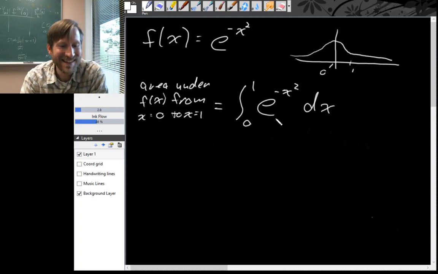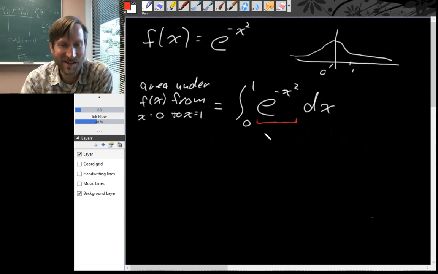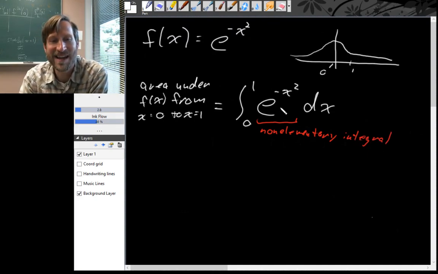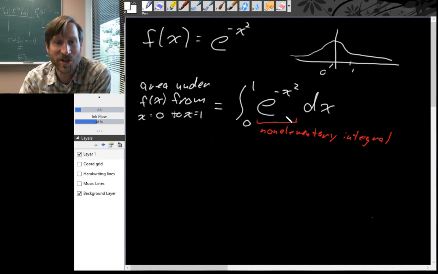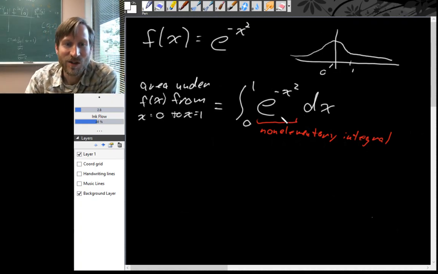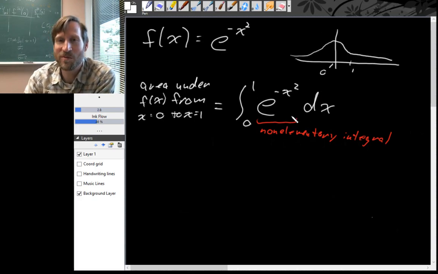But this integrand, e to the minus x squared, is a very bad integrand. It's what's called a nonelementary integral. And what that means is there's no formula you can write down for an antiderivative of this function. If you try to write down a formula with powers and exponents and products and trig functions and logarithms, you will not be able to find such a formula whose derivative is e to the minus x squared. It turns out it's just impossible.